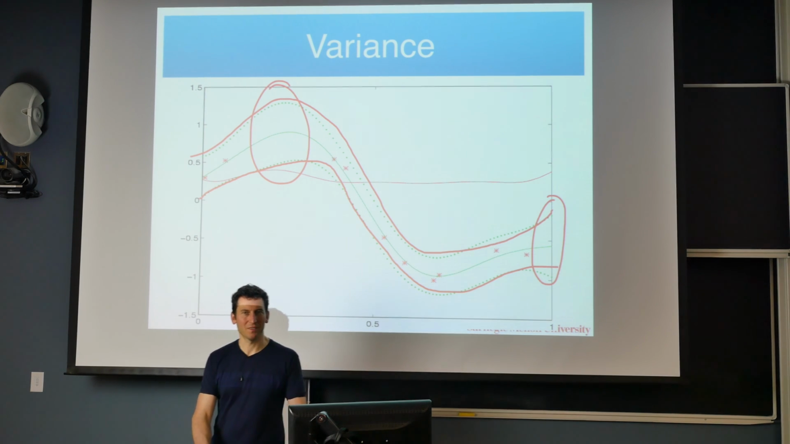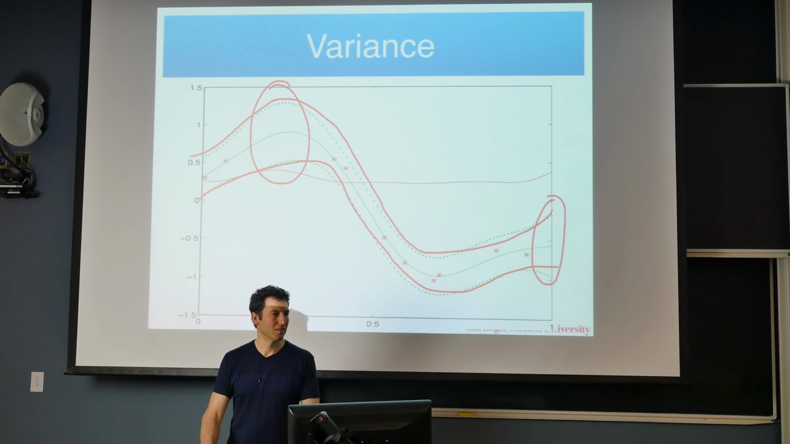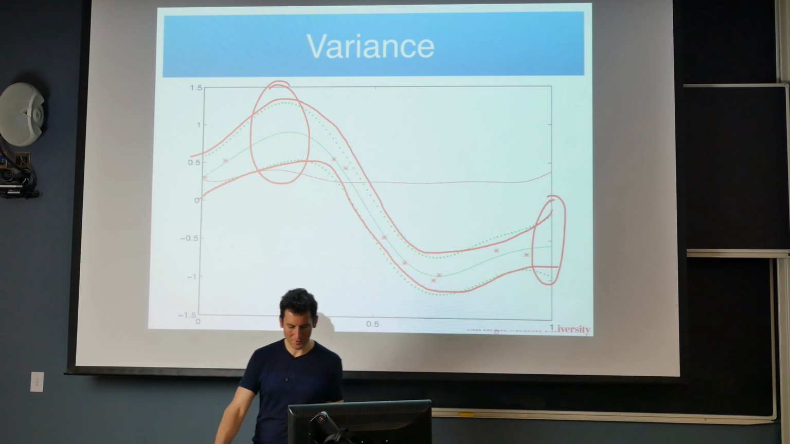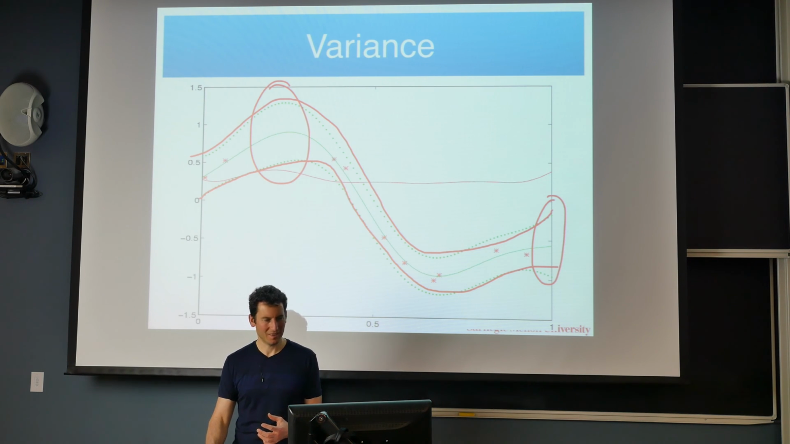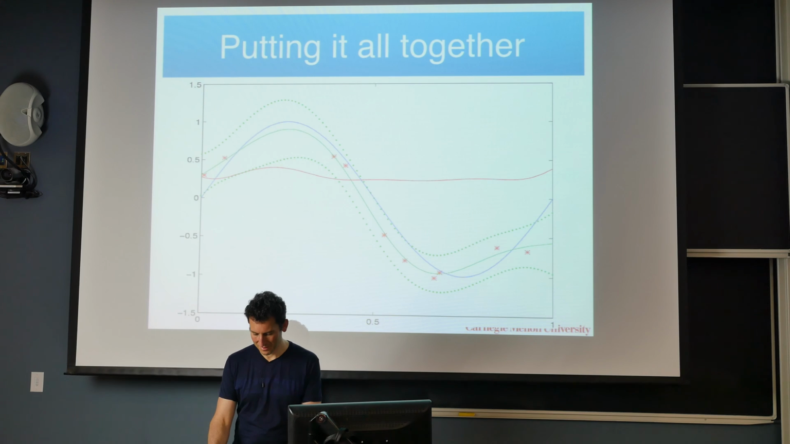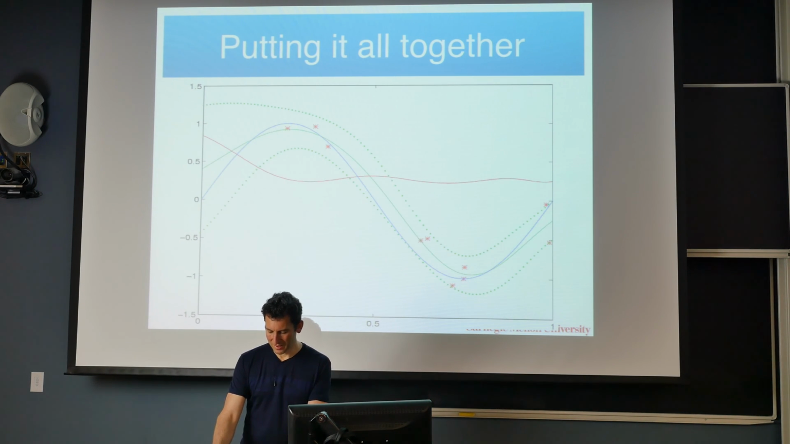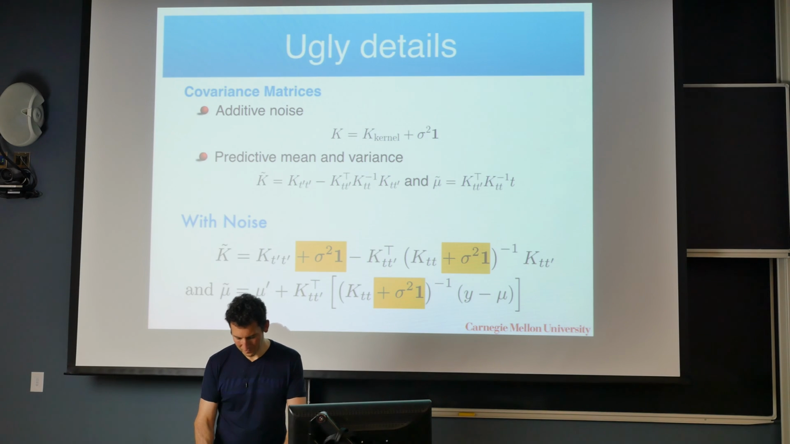Why do you think that happens? Yes? Exactly, because I have no data. So therefore, there's nothing to reduce my variance. That's exactly what happens. So this allows you to get more confidence where you actually observe a lot. And the blue line is what the underlying function actually was. This was basically just a sine function. Here are the details.